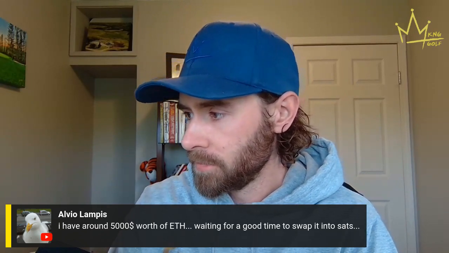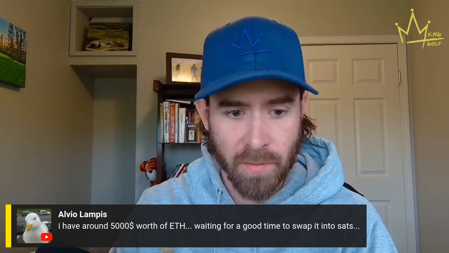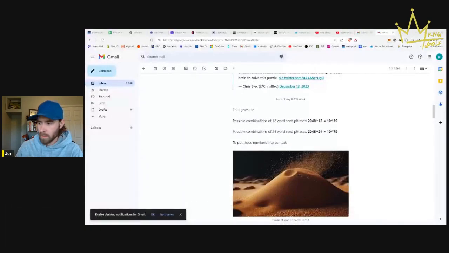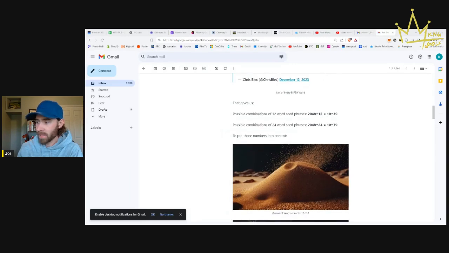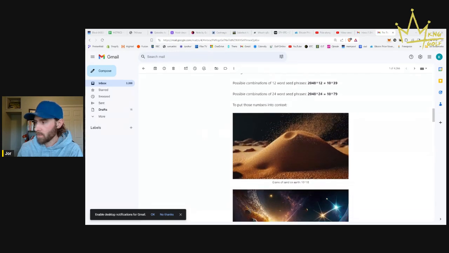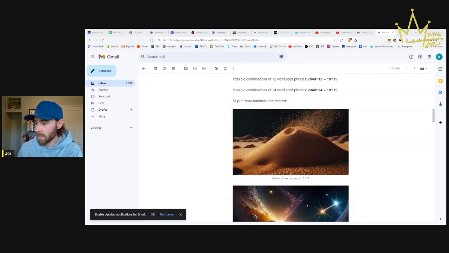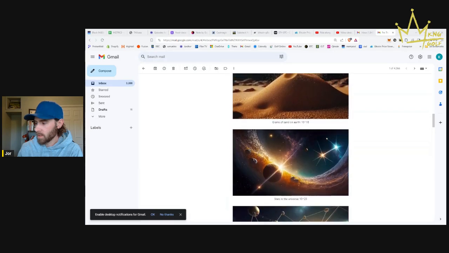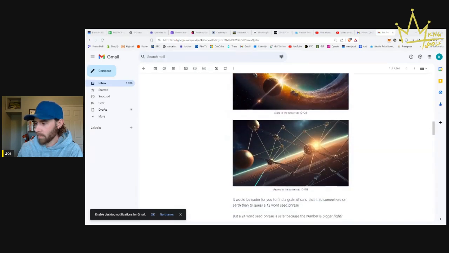So it says that, I'll maybe just bring this up so it's a little bit easier to follow. It gives us possible combinations for 12 word seed phrases of 10 to the power of 39, I think that's what it is. And possible combinations for a 24 word seed phrase is 10 to the power of 79. So to put those numbers into context, the grains of sand on Earth is 10 to the power of 18, and the stars in the universe is 10 to the power of 23.